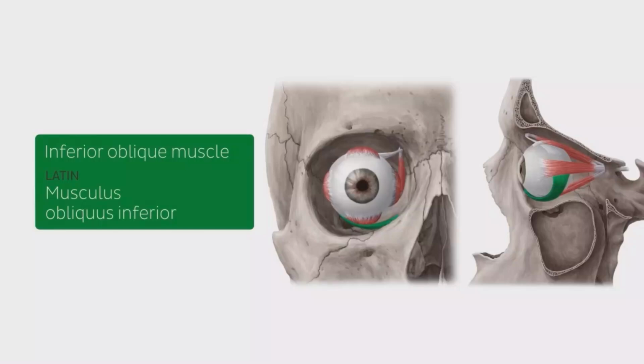The inferior oblique is situated primarily on the inferior aspect of the eye, while the other oblique extraocular muscle, the superior oblique, lies primarily on the superior aspect of the eye.